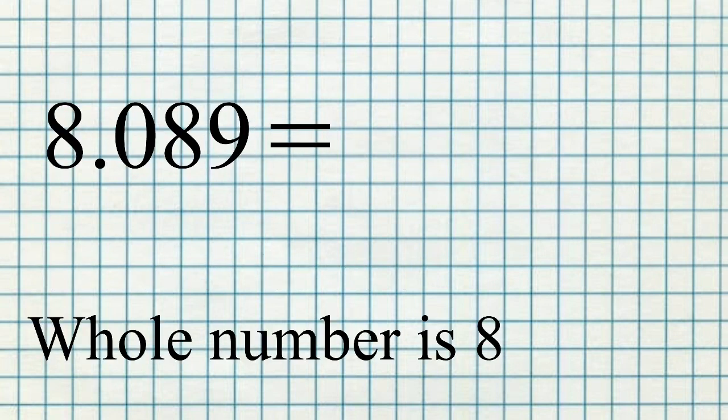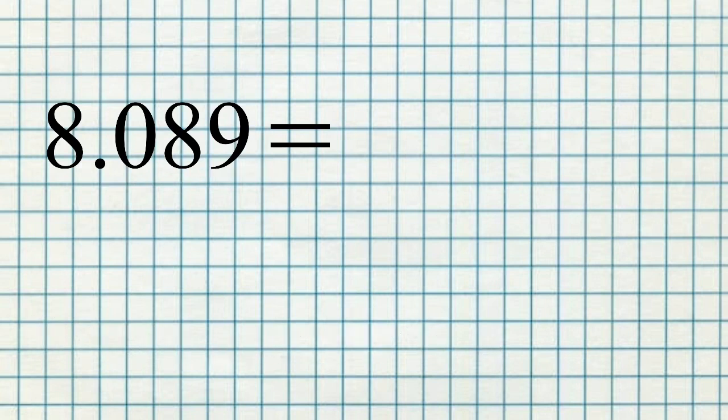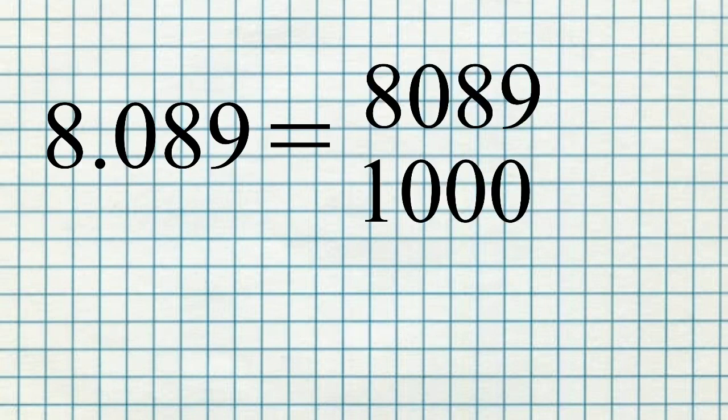8.089. Same as before, 8 is a whole number. If we take out the point, after the point there is a 1000th house. So it will be 8089 divided by 1000.